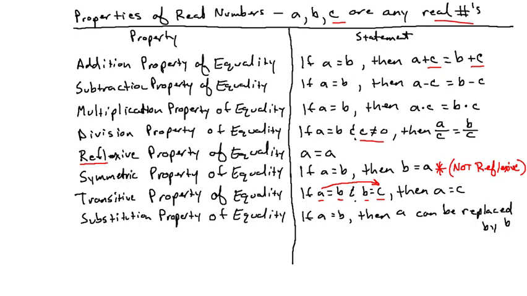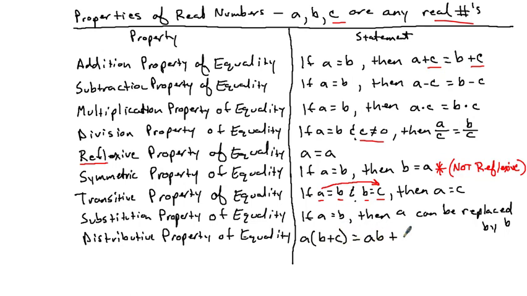Okay, our last line is one that you know well. It's the distributive property of equality. And it says that A times B plus C is equal to AB plus AC. And you know that one.